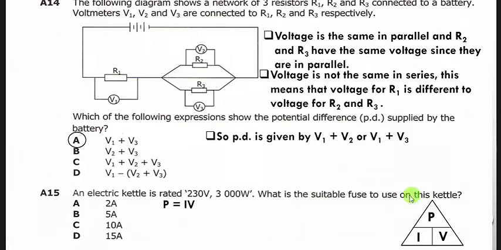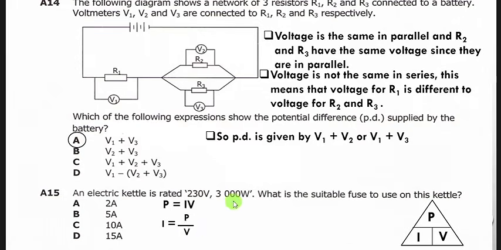So this is a triangle which helps us to make each of these the subject of the formula. If you want current, then you get power divided by voltage. If you want voltage, power divided by current. If you want power, current times voltage. Now we want current, so power divided by voltage. So current is equal to power divided by voltage.